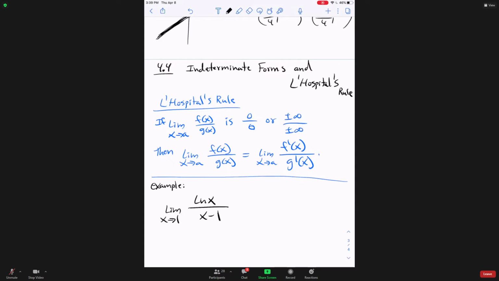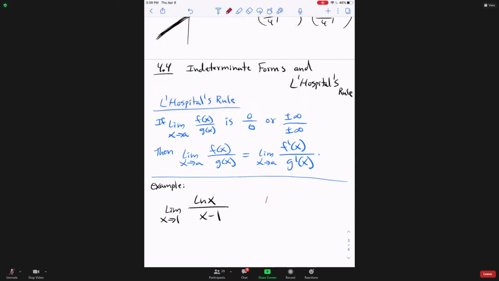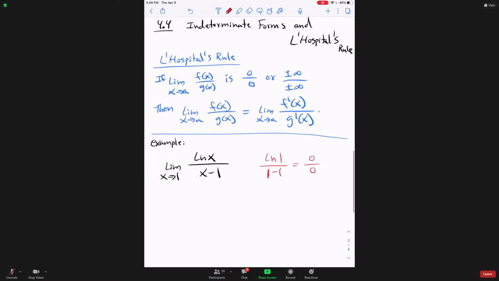So notice if we try to plug in x equals 1, you get natural log of 1 over 1 minus 1, right? So that's 0 over 0. So since it's 0 over 0, L'Hopital's rule applies. Therefore, L'Hopital's rule applies. And the only reason I'm writing that in red here is just to show you that's just for your notes.